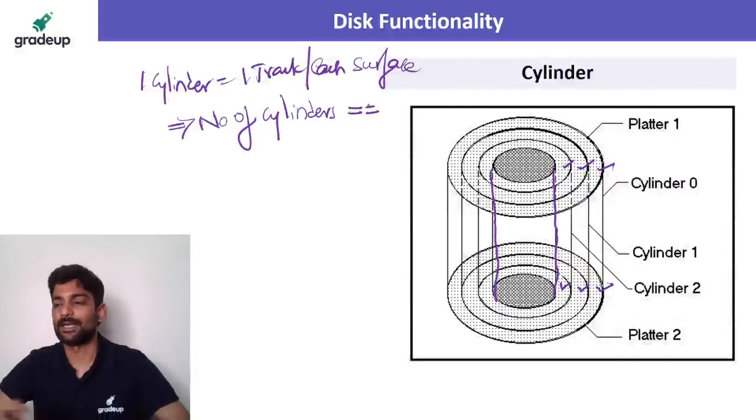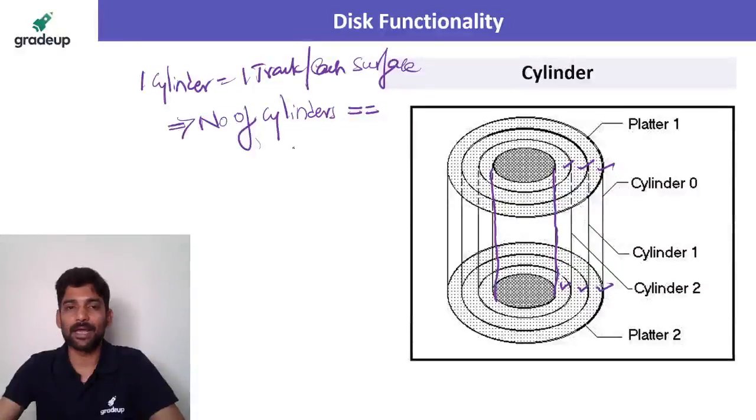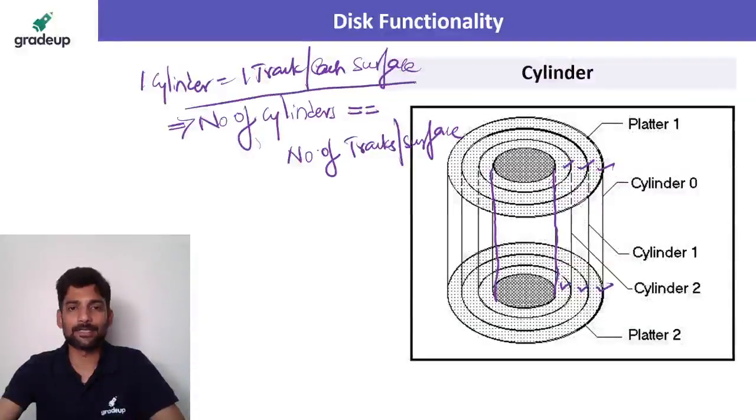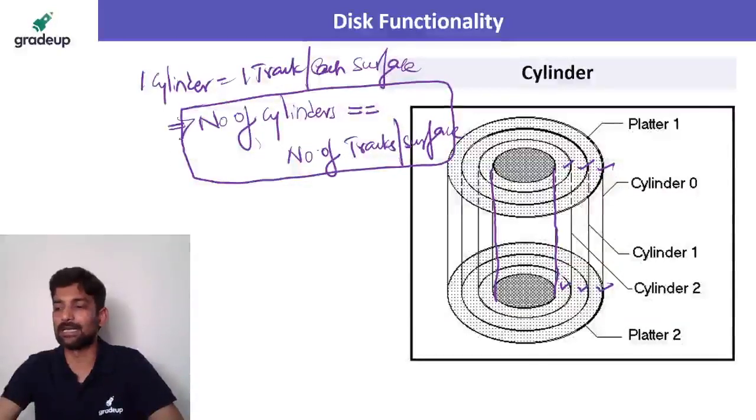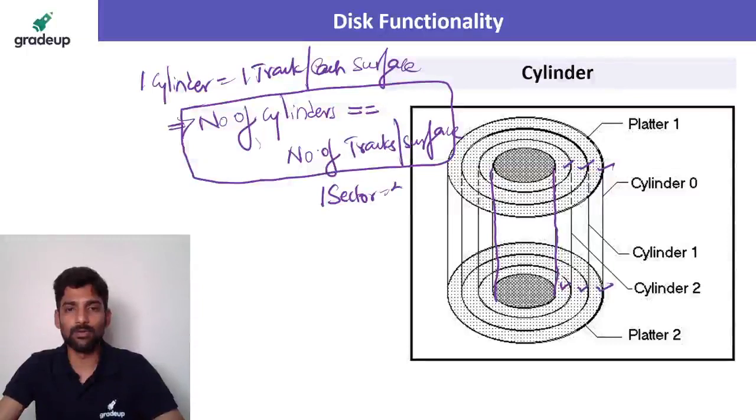So can I say the number of cylinders is equal to what? Guys, respond. I am waiting for all your responses. Number of tracks, exactly. So, the number of cylinders is equal to the number of tracks per surface. Please underline this and mark it as important. Put a star. And what is the other important point we have discussed? One sector size is equal to 512 bytes.